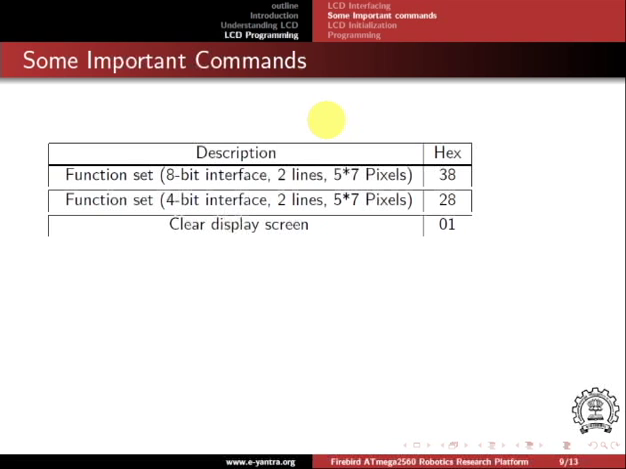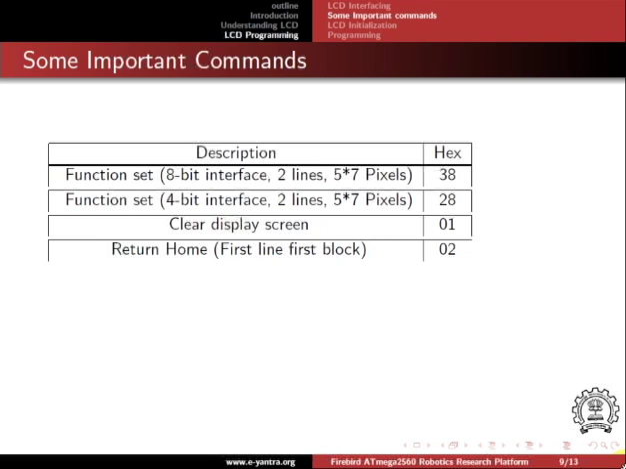The next command is to clear the display of the LCD. When the LCD is clear, it means nothing is being displayed on it. This can be taken as analogous to erasing everything from the classroom board when a new teacher starts giving a lecture. So the hex value for clearing the display is 01. Return home means the cursor comes to the first row, first column on the LCD.